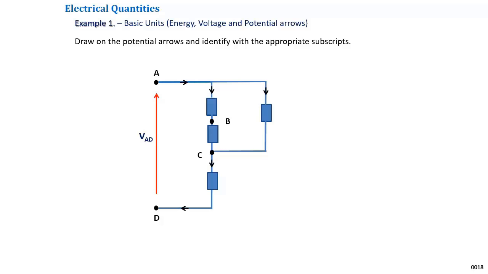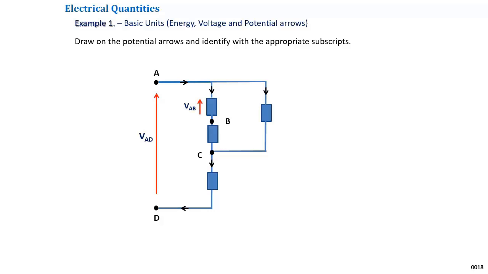From this information, and knowing that current always flows from the positive terminal to the negative terminal, we can sketch on the arrows showing the current direction. Now, taking each element in turn and recognizing that where the current enters the device is the most positive end, we can sketch on all the potential arrows and label the voltages.